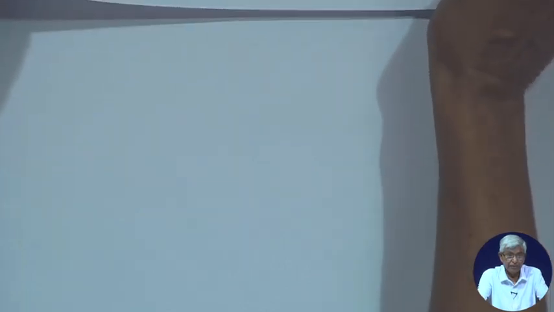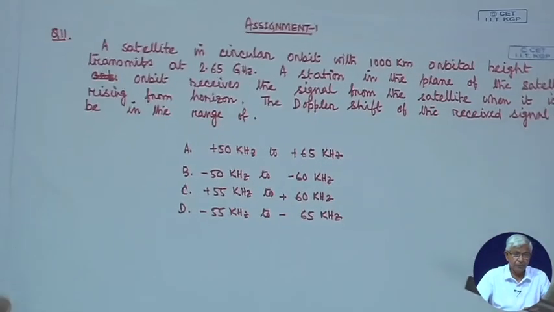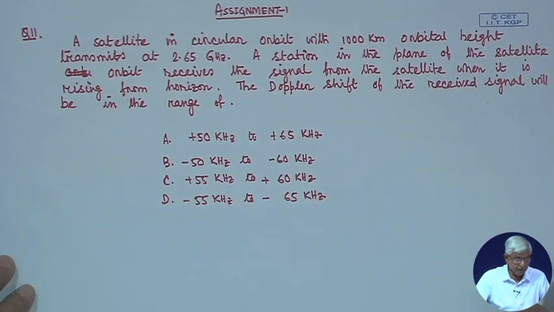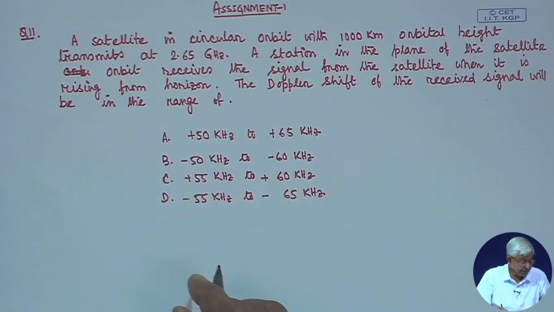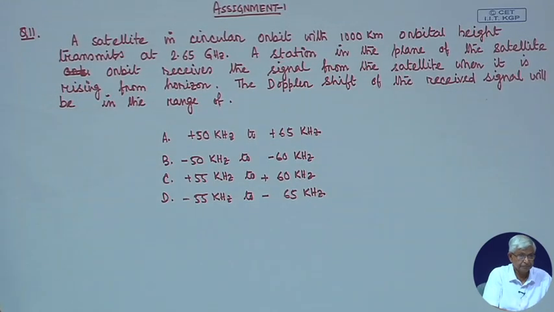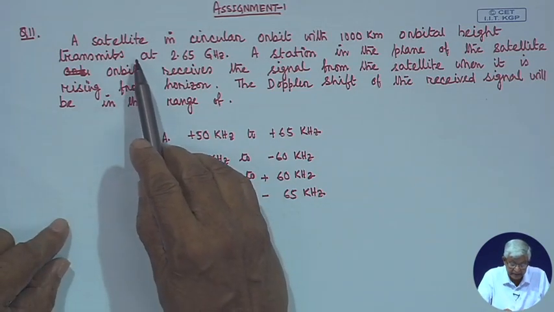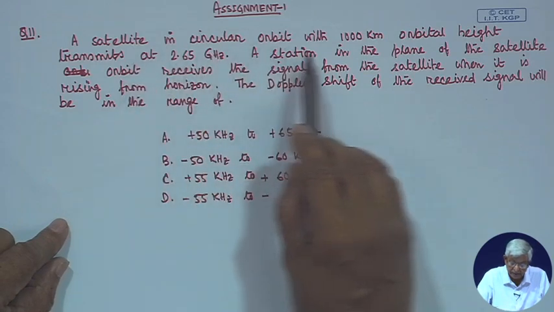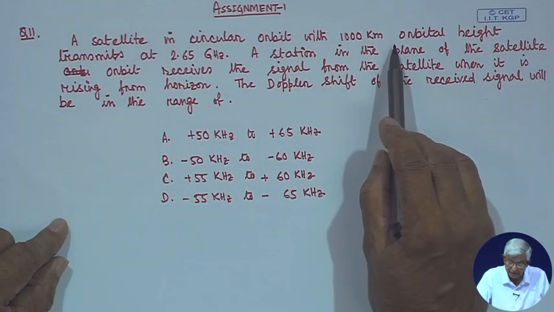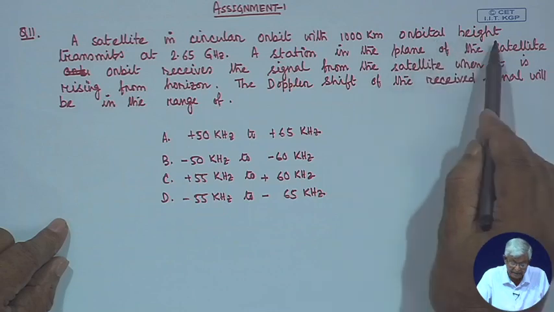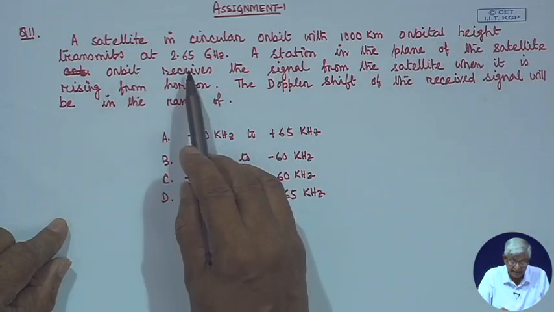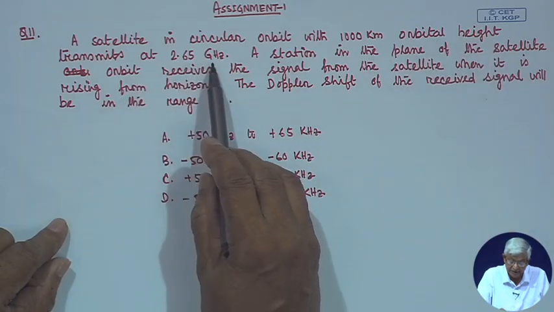Okay. Now, we go to assignment number 11. This is a satellite in circular orbit with 1000 kilometer orbital height, transmits at 2.65 gigahertz.